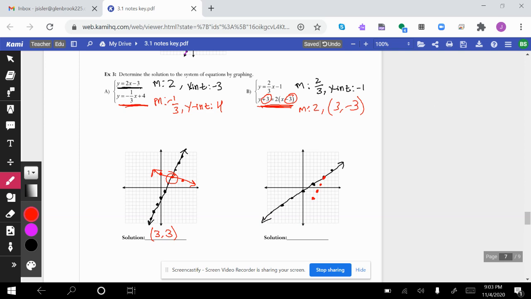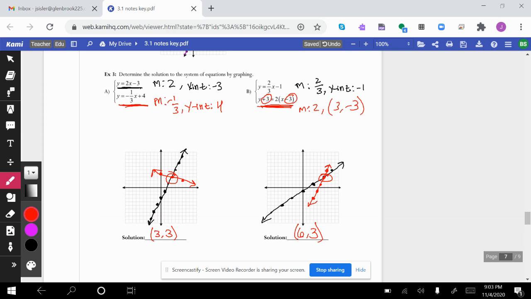There's my point of intersection where the two lines meet. I'm just going to walk the slope one more time, and I'm going to draw my second line. I'm going to circle where my two lines meet, which is at 6, 3, and that's my solution.